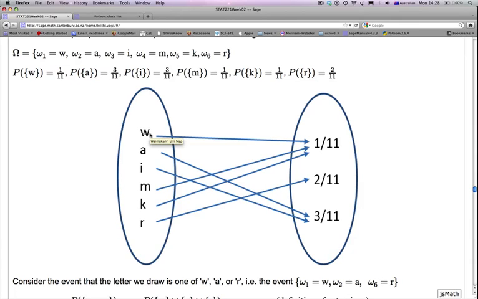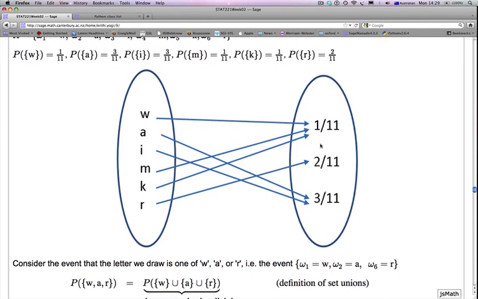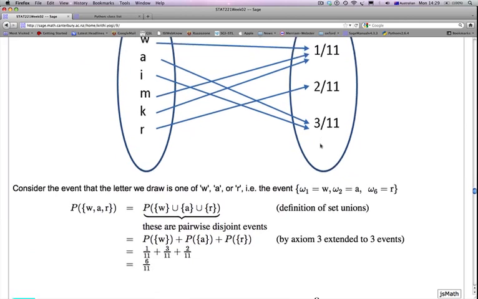So what you're looking at here is the probability map that's assigning each value, or each event, or an element of the sample space, to a number between 0 and 1. And M and K again are just like W, and they only occur once in the word Weimakariri. So this should be clear.